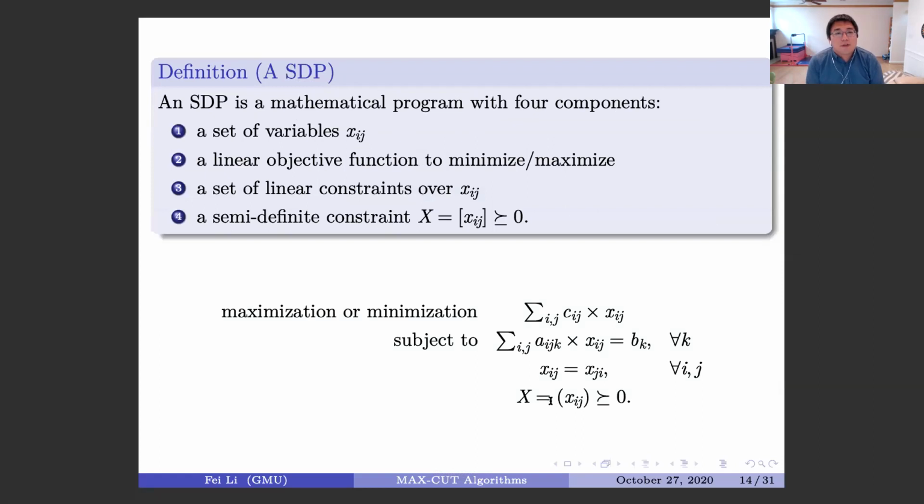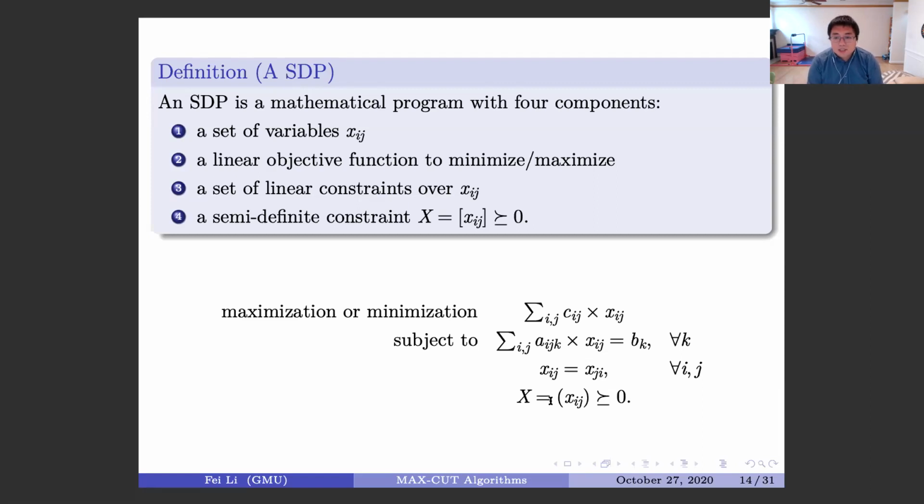So what is the semi-definite program? We know the linear program and we know the integer program, where we have linear constraints over the variables. A semi-definite program is similar to the linear program. It is a mathematical program with four components. First, you have the variables xij, and you have the linear objective function, either to maximize or minimize. And you have a set of linear constraints over the xij. And the key component is that the variables form a matrix which is semi-definite.